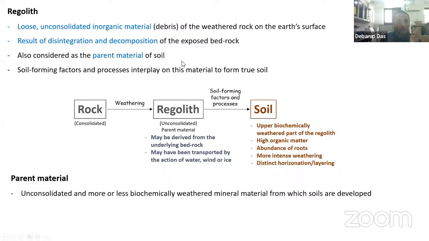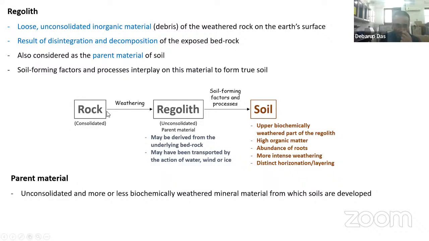So questions may come: unconsolidated and more or less biochemically weathered mineral material from which soils are developed. If it is written "from which soils are developed" and you find the option parent material, you pick parent material. If it only says unconsolidated inorganic material of weathered rock on the earth's surface, then you tick regolith.